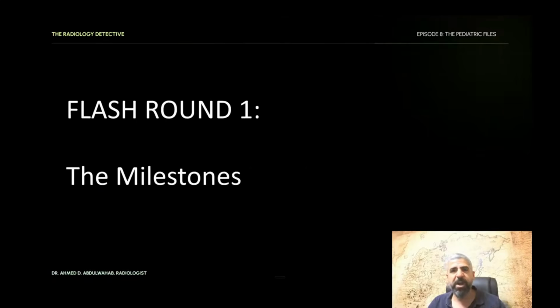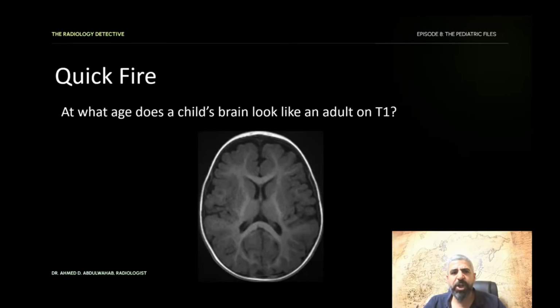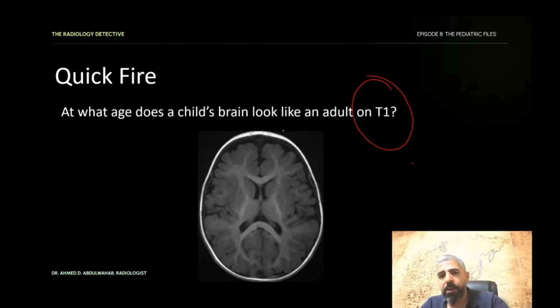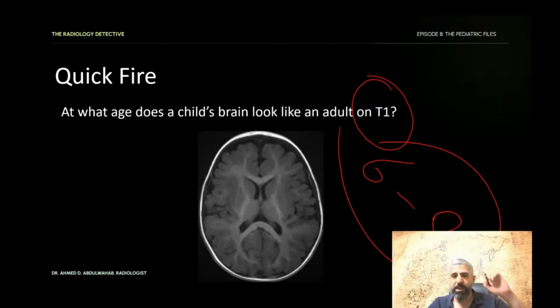Let's start with flash round number 1. Flash round number 1 is called the milestones. Quick fire. At what age does a child's brain look like an adult brain on T1? Well, the correct answer is the child's brain starts to look like an adult's on T1 at around 6 to 8 months. So anything between 6 to 8, you're right.